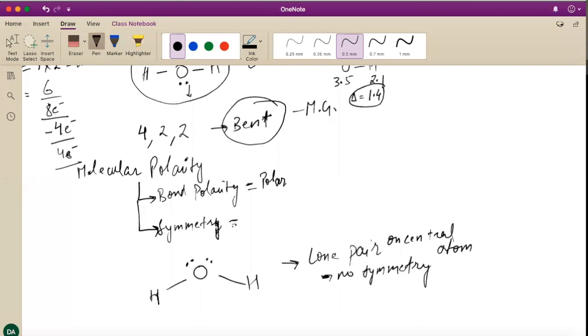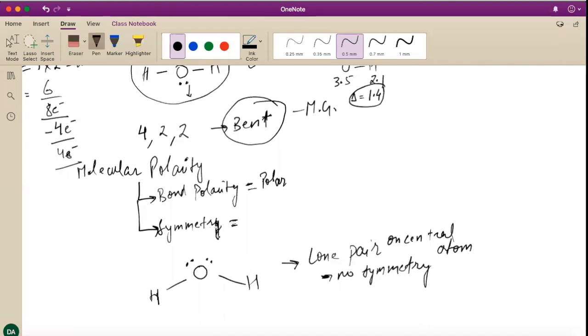So if the outside atoms have lone pairs, we don't care about that. We just care about the central atom, whether the central atom has a lone pair or not. That's what decides everything. So for molecular geometry and for polarity, our focus is only and only the central atom.